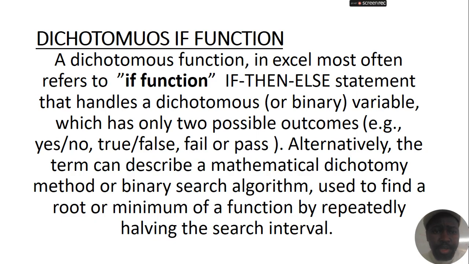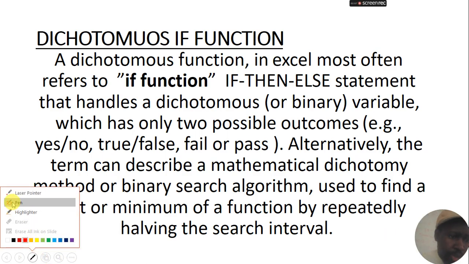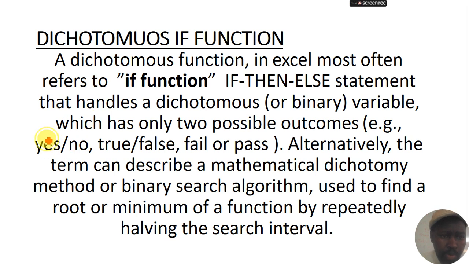Dichotomous IF function. A dichotomous function in Excel most often refers to the IF function, an if-then-else statement that handles a dichotomous or binary variable which has only two possible outcomes. Examples of variables that have only two possible outcomes could be yes or no, true or false, pass or fail. So pass or fail, true or false, yes or no can be returned using the IF function.